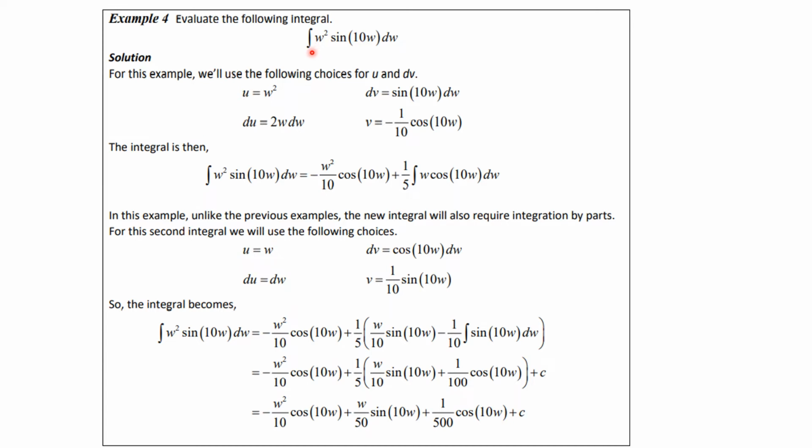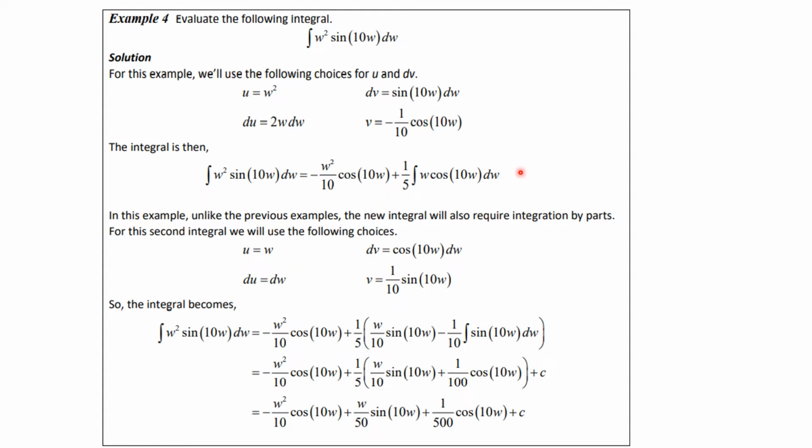Again, I realize that by letting u be this polynomial, it will get simpler. So u is equal to w squared, and du then is 2w dw. That means everything else has to be dv, and if I integrate dv, I get v is minus 1 over 10 cosine 10w. Again, you want to do this quickly, but you can always just check to see if the differential of this, in fact, does give you that, and it does. So the integral of u dv is going to be uv minus the integral of v du, and that's what you get here.